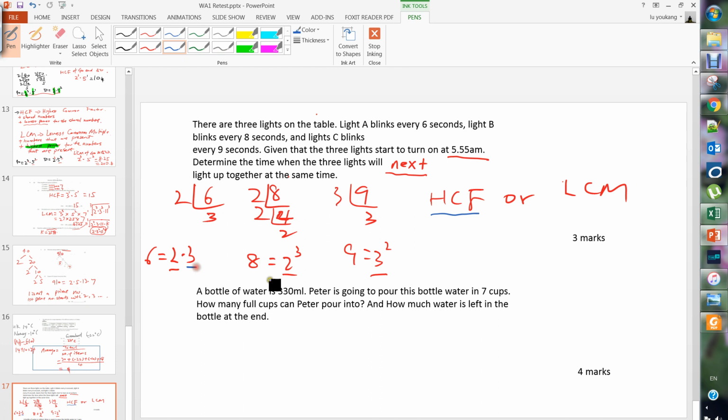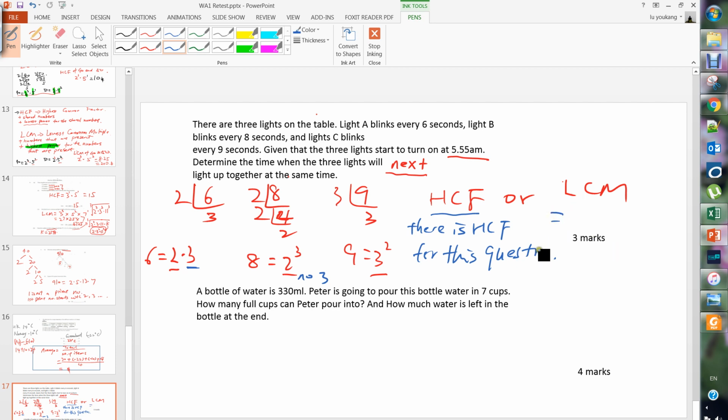Next, is 3 shared among these 3 numbers? 3 is here, there is no 3 here, right? No 3 in the 8. So 3 is here, so 3 is also not shared, so definitely I cannot put down 3. So in this case, by the way, there is no HCF for this question. Okay, so what I need to do, I can only go on to find the LCM.